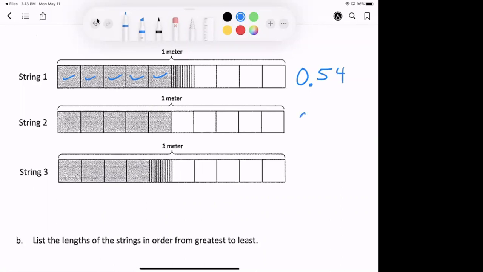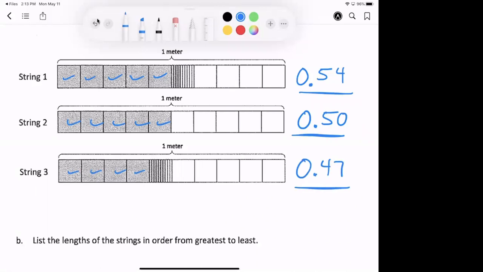Second one, how many ones? Again, 0. How many tenths? 1, 2, 3, 4, 5. And if you wanted to do 0 for extra hundredths, that's fine too. And then the last one, how many ones? 0. Then 1, 2, 3, 4/10 and 7 hundredths. So there you have it, 54 hundredths, which is the same as 5/10 and 4 hundredths, 50 hundredths, which is the same as 5/10, and 47 hundredths, which is the same as 4/10 and 7 hundredths. And they are in order from greatest to least.